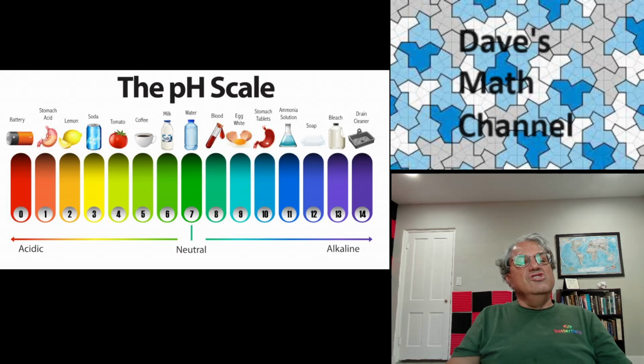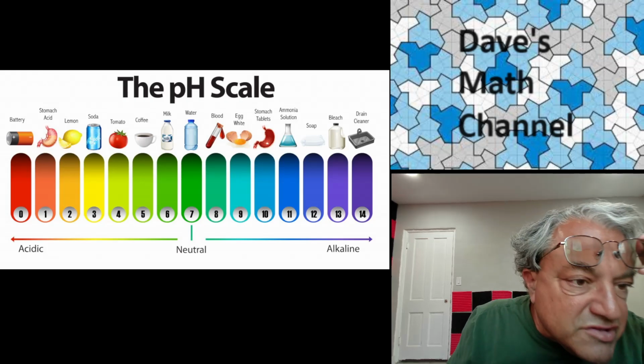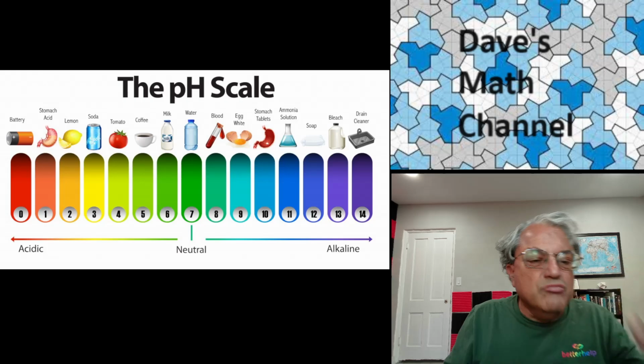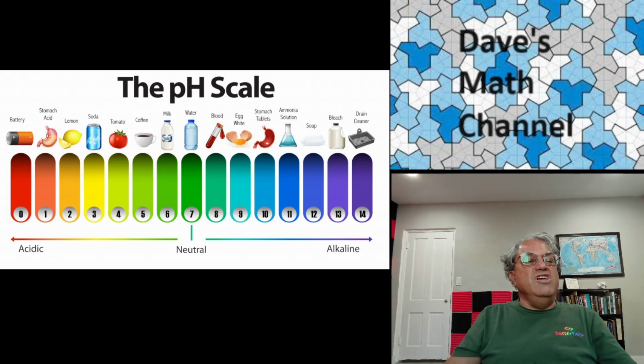It's neutral. And then above 7, we get to alkaline solutions or basic solutions, if you like. And what's next? Blood. Your blood in your body. It's not really pH of 8. These are sort of rounded. I think your pH of blood is more like 7.35. It can vary a little bit, but it's supposed to be close to 7.35. I think somewhere between 7.3 and 7.4 is healthy.